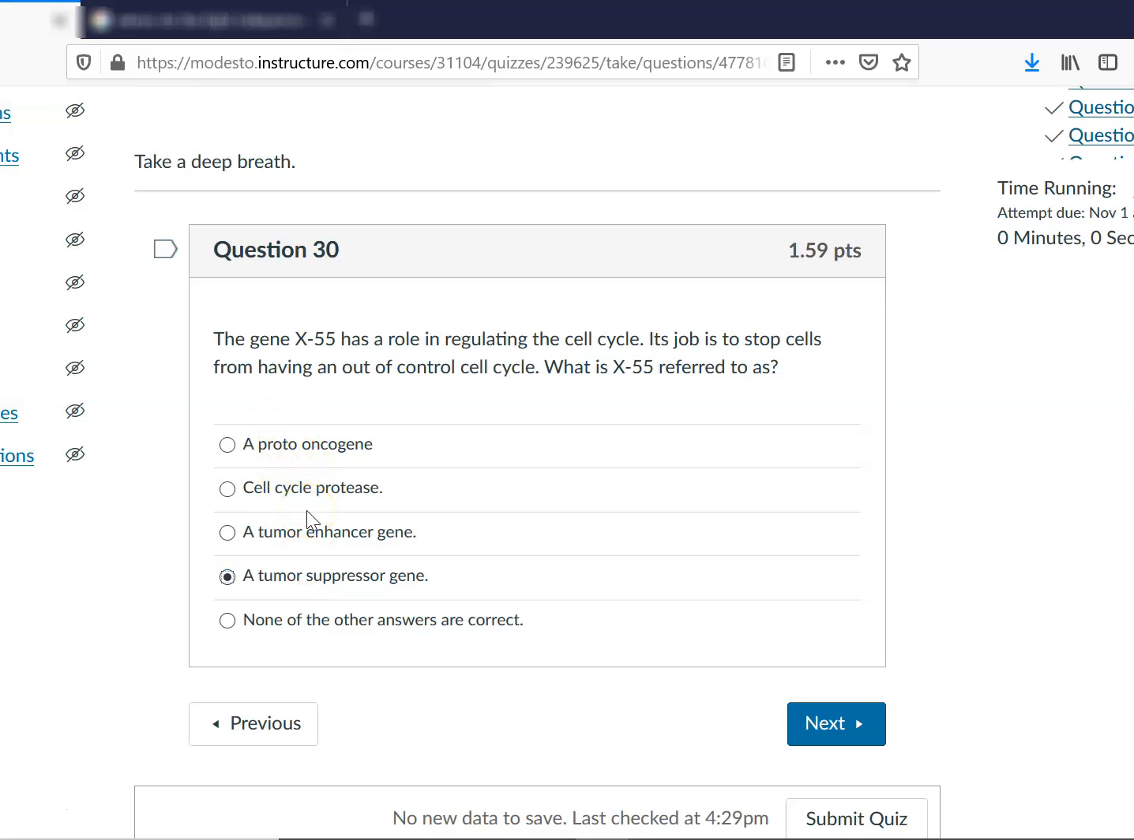Tumor enhancer gene? No. Cell cycle protease? No. Proto-oncogene? No. And I did mess that one up in the lecture, but I definitely clarified for you the difference between onco, proto-onco, and tumor suppressor. So there it is, tumor suppressor gene.